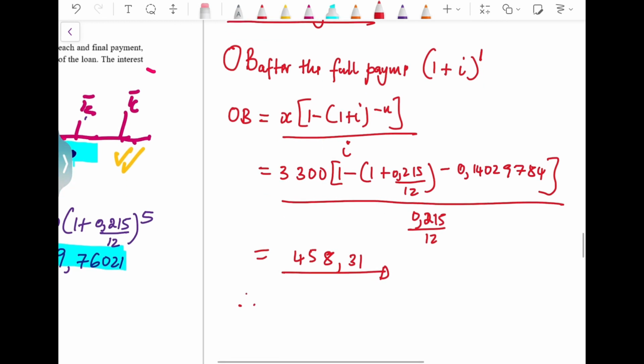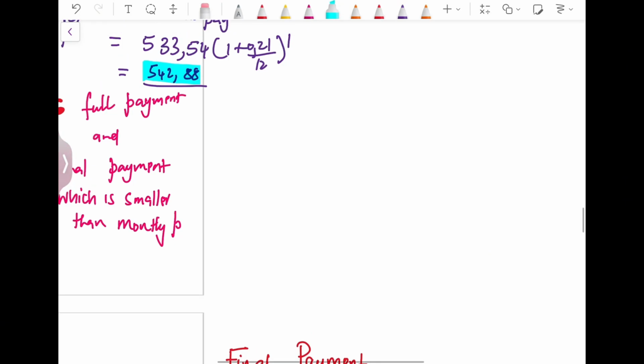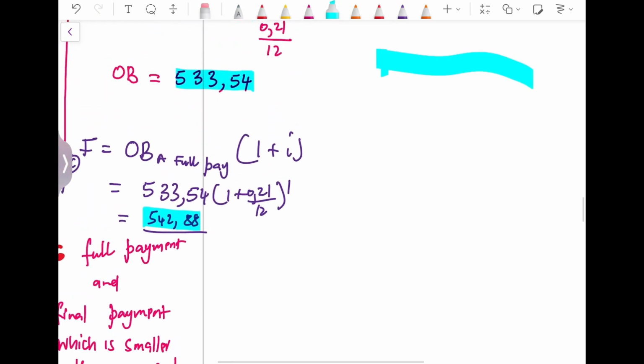Now, this is not our final payment. So therefore, our final payment is 458,31 into 1 plus 0,215 over 12, to the exponent, you just give it interest for one period. So our final payment will be 466,52. This is our final payment. And then let's check. I think there is another question here.